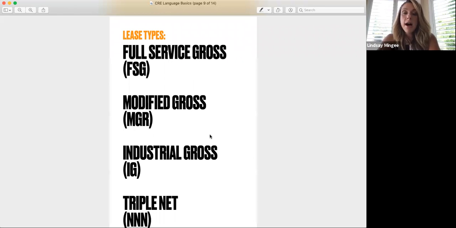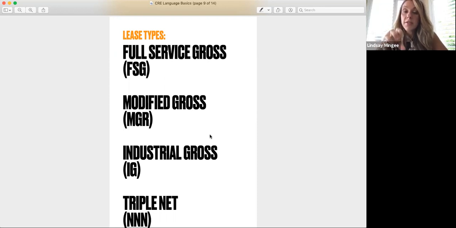If you are in a modified gross lease, sometimes you'll see that abbreviated as MGR, or if you're an appraiser, or you're looking at appraisal, and you're looking at lease comps, you'll see them abbreviated as an MGR. What that means is you pay rent to the landlord, but typically you are responsible for 2 of the big 5. And those 2 are your own utilities and your own janitorial.